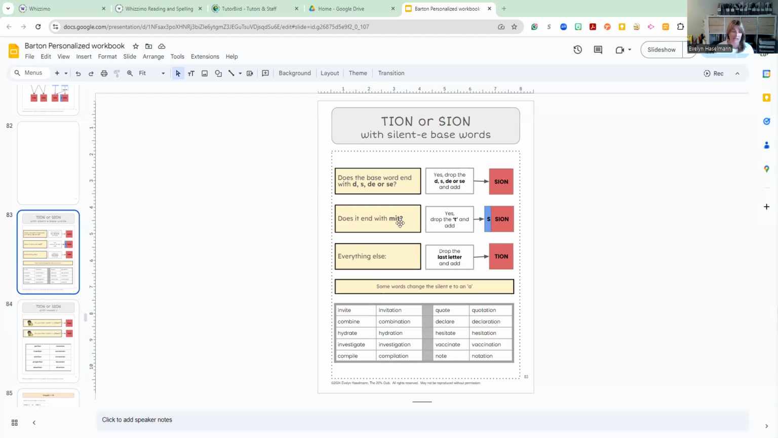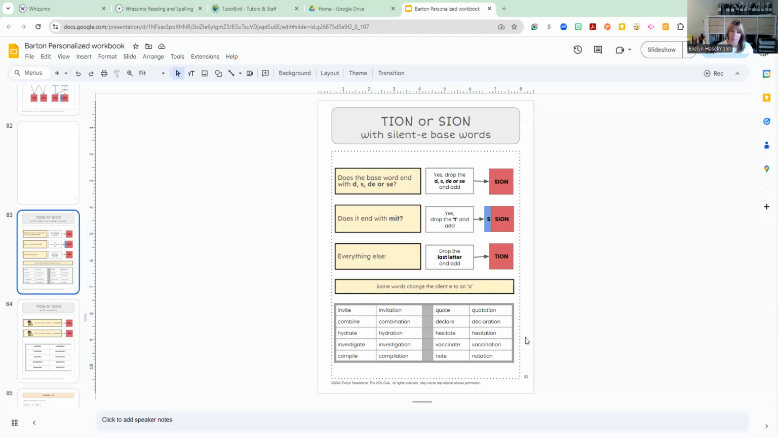Does it end with the root mit? If the answer is yes, like admit or emit, you're going to drop the T and add S-S-I-O-N. For everything else, you're just going to drop the last letter or the last two letters, depending on whether it ends with a silent E, and add T-I-O-N. Some words do change the last letter from an E to an A, like invite to invitation.